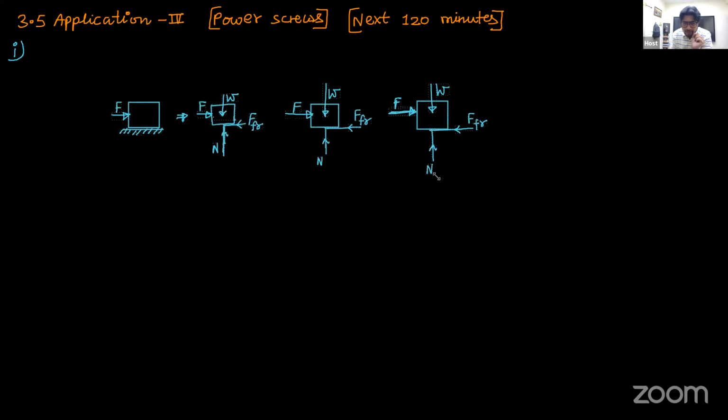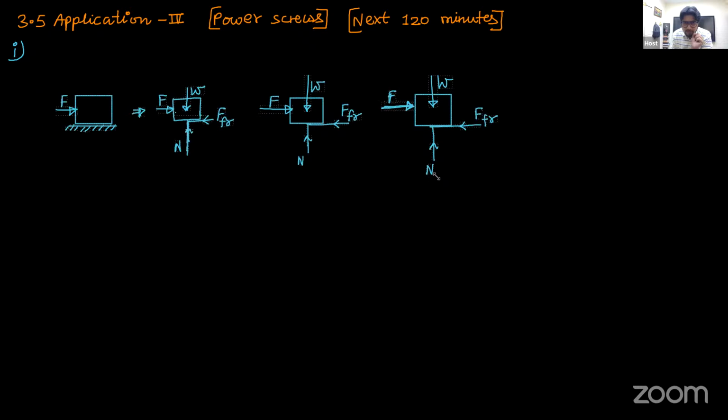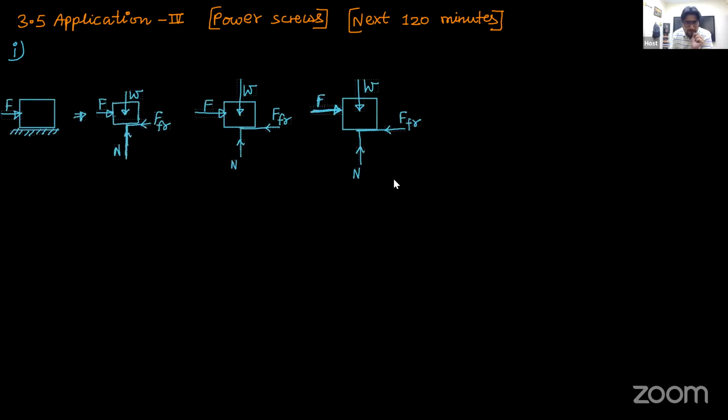Let's make one more diagram representing that limiting case. If on the same block I keep increasing the applied force, a limit will be reached. Once that limit is reached, n will not change, and the frictional force will not increase anymore. At that time, the frictional force will be equal to its maximum possible value.